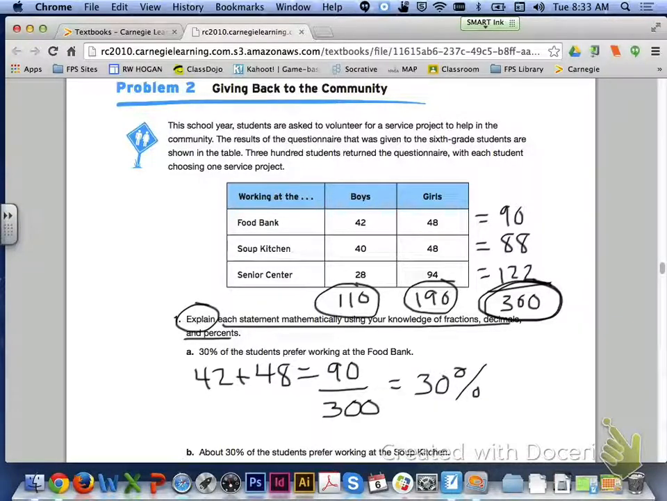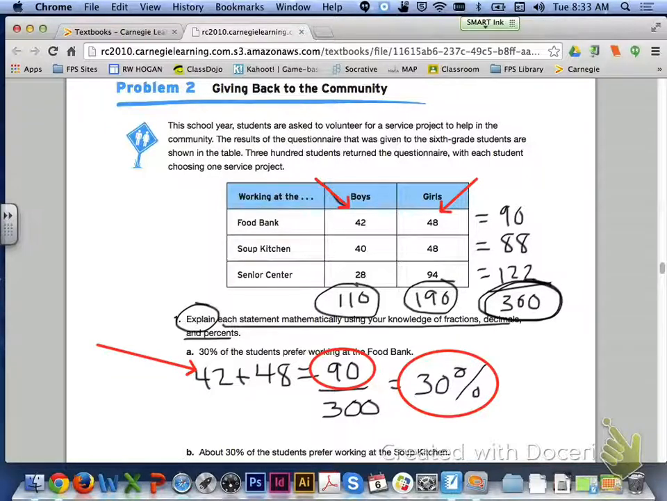So letter A says 30% of the students prefer working at the food bank. So if we look at the food bank, we have 42 boys, we have 48 girls. If we add them together, we get 90 total students that prefer working at the food bank out of the 300 total that we have. That ends up giving me my 30% that they're talking about back in the question. Right here, figuring out 30% of the students that prefer working at the food bank.